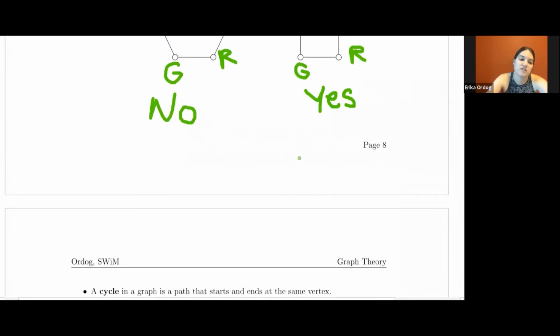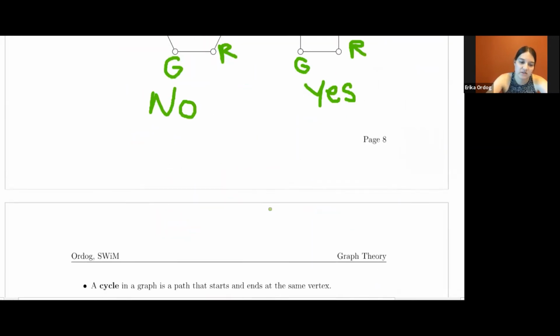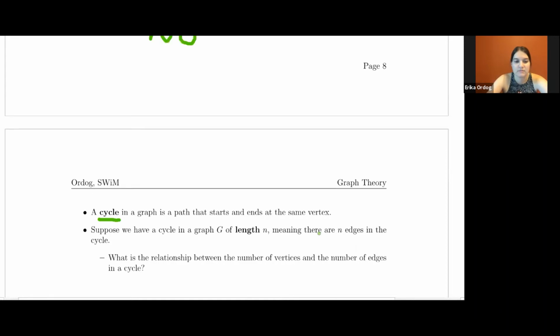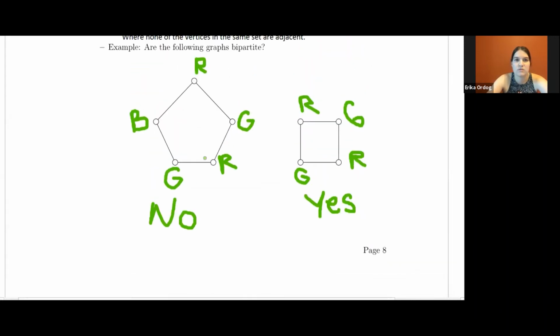Okay, so graphs that look like this are what we call cycles. A cycle in a graph is a path. So remember, that was a walk or a set of distinct edges that we can draw without picking up our pencil. And since it's a path, the vertices are all distinct. We don't visit any vertex more than once, except if it's the vertex we're starting and ending with. So a cycle in a graph is a path that starts and ends at the same vertex. So they look like these closed loops here.